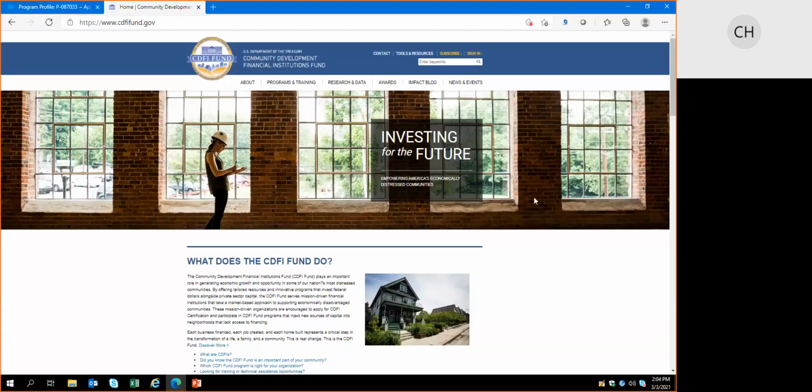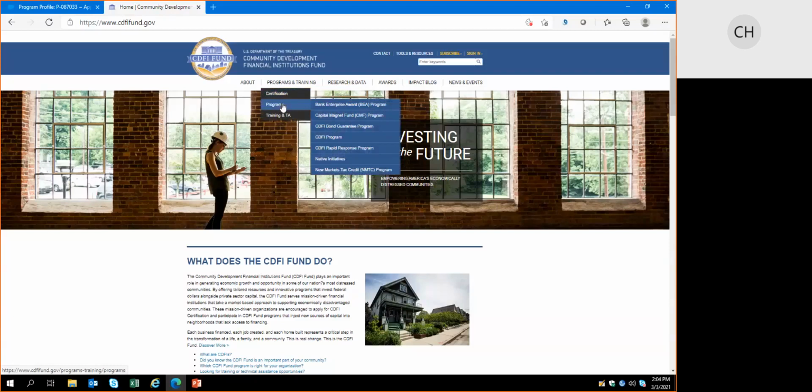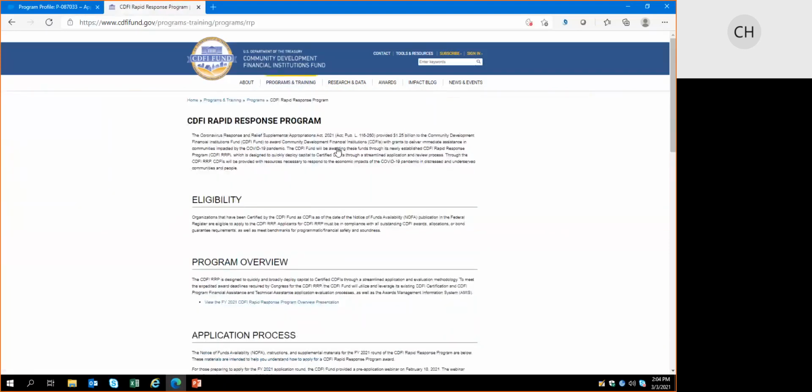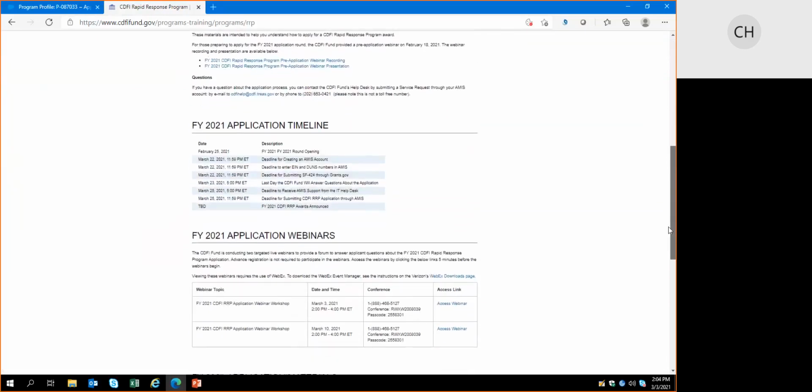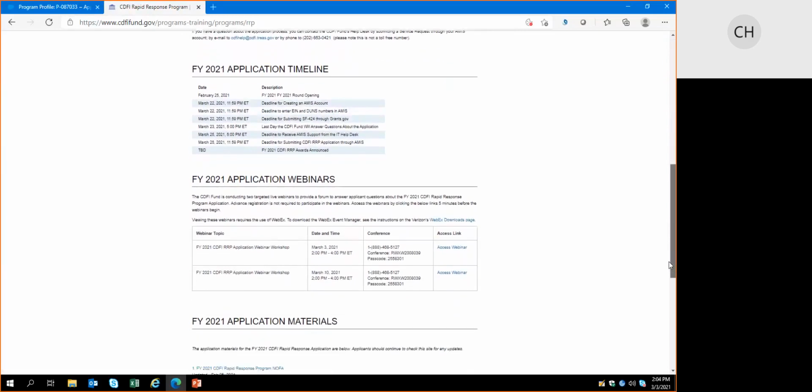The first thing I want to show, in case you haven't navigated to our RRP website yet, is just how to navigate there. If you're familiar with our website, this is the front page, the home page of cdfifund.gov. If you navigate up to Programs and Training, and then go down to Programs, and click on CDFI Rapid Response Program, in a similar manner as to how you'd access the CDFI Program or Native Initiatives page, you will click there. We have a pretty straightforward and simple website set up with the CDFI RRP application timeline and the webinar schedule. You'll see the first one right here listed.